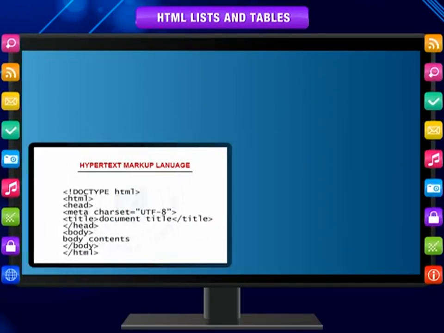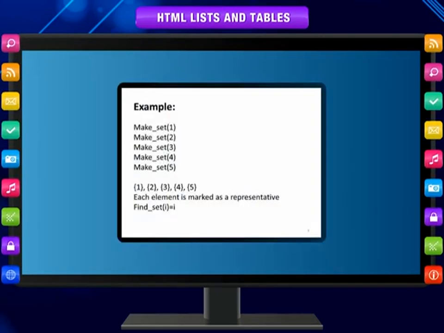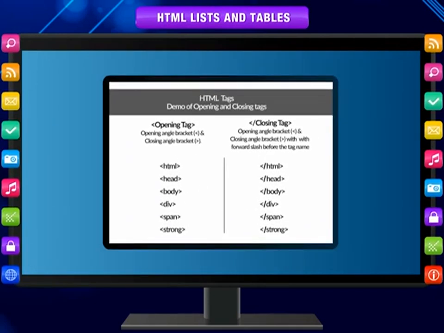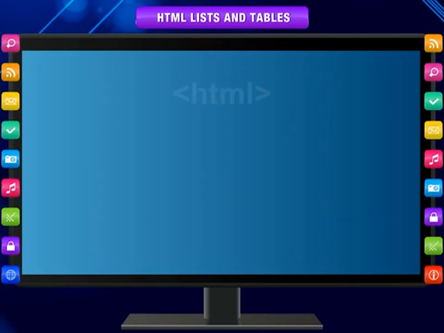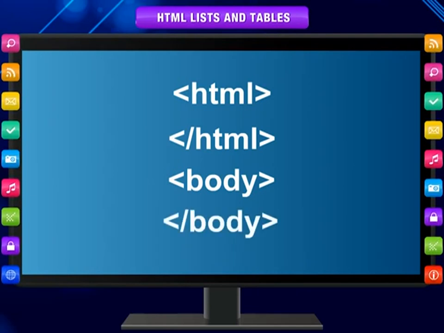HTML, hypertext markup language, is used to create web pages. HTML documents consist of HTML elements and their attributes. Each element is marked with an opening and closing tag. These tags are enclosed within angle braces. Except for a few tags, most tags have corresponding closing tags. For example, HTML has its closing tag /HTML, and the body tag has its closing tag /body, etc.